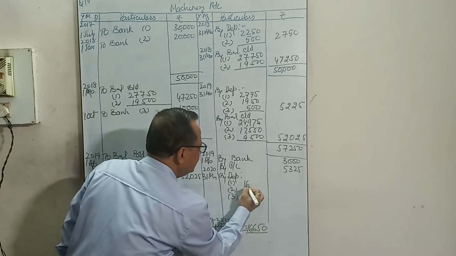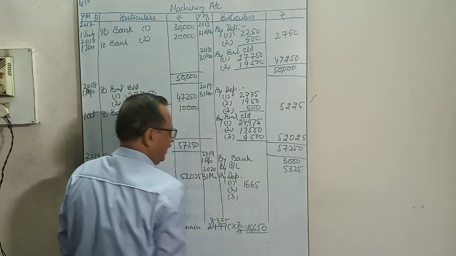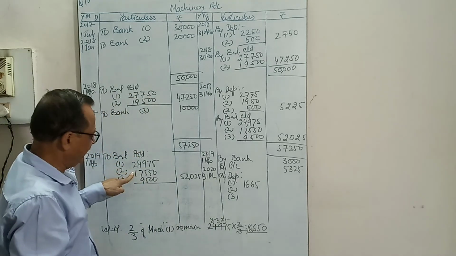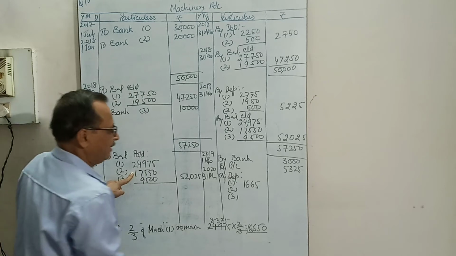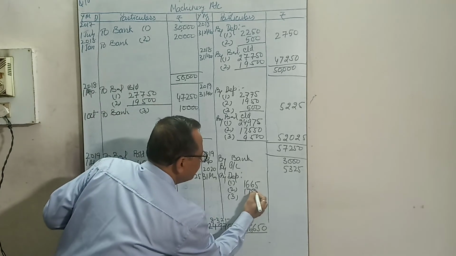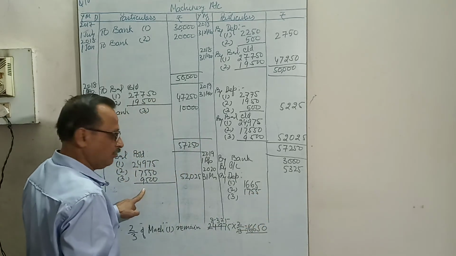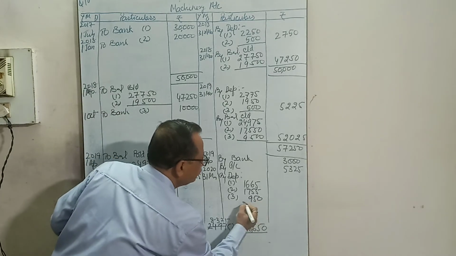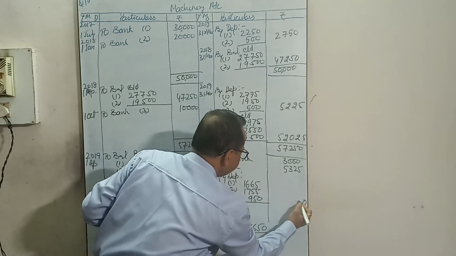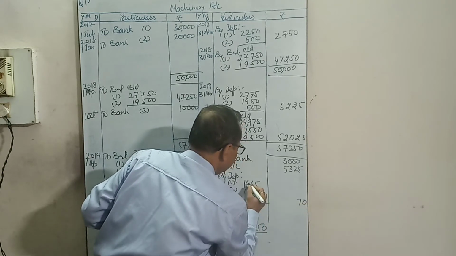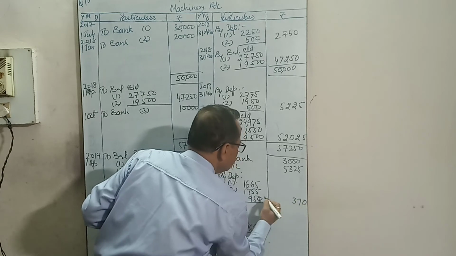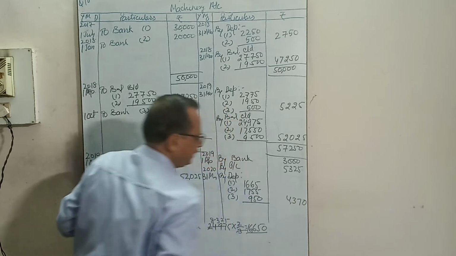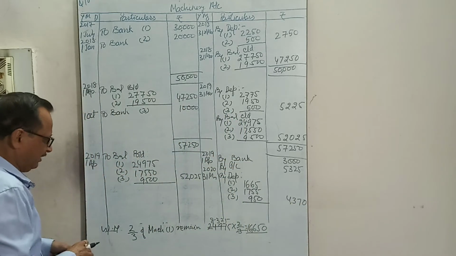It is 1,665. Second machinery, book value at the beginning 17,550, 10% on it, 1,755. 9,500 third machinery book value, so on it 10%, 950. Total depreciation 4,370. Now see the balance in hand.